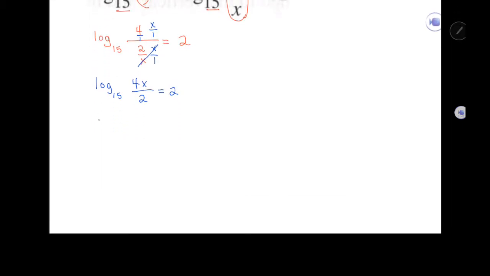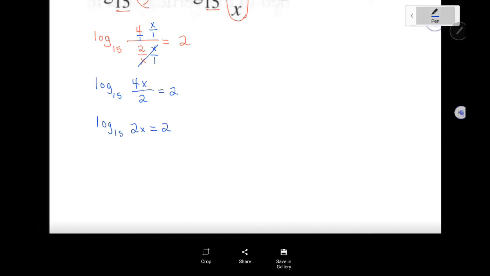And I go on here and I say the log base 15. I can simplify this a little further. The 2 divides into the 4, and I get just 2x is equal to 2. Okay, so what do we do now?